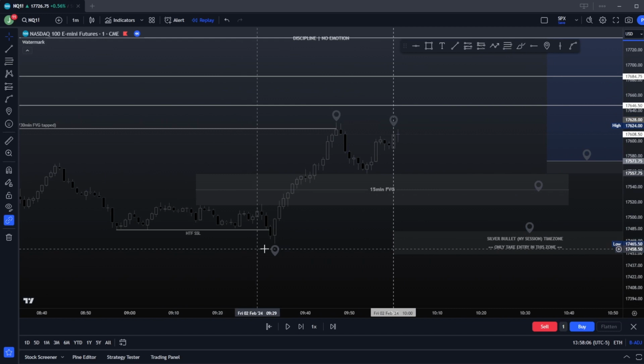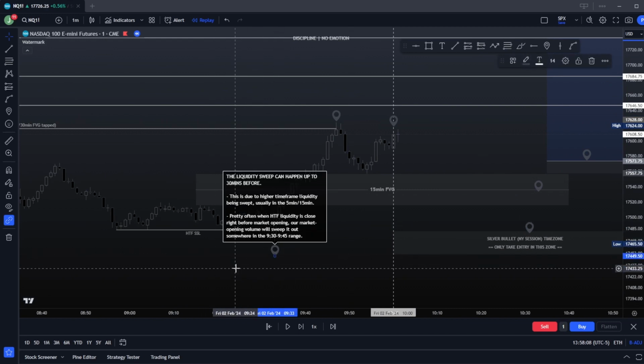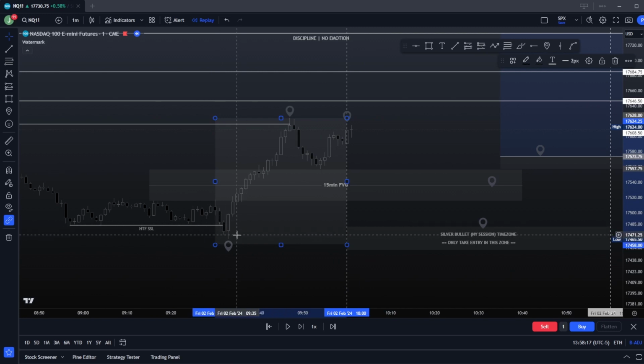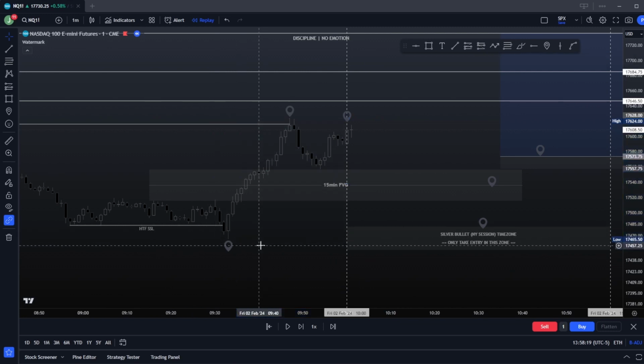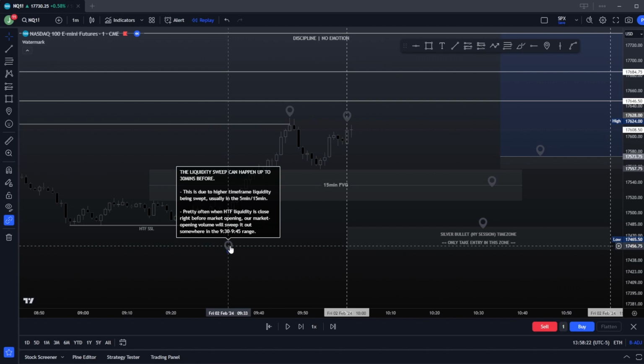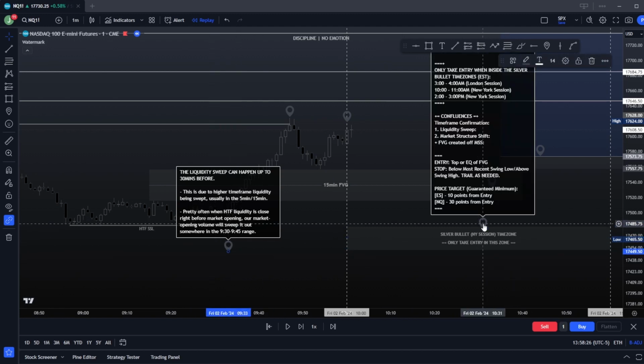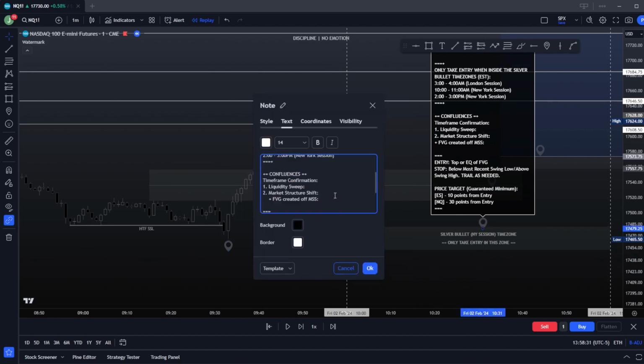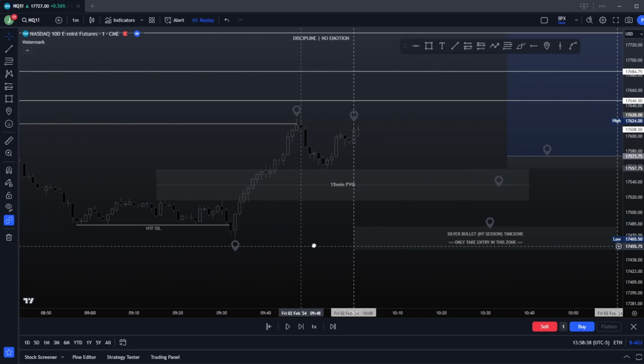So we have our higher time frames. Happens up to 30 minutes before, historically speaking, and that fits in that time zone. So boom, we're good on that. So we can check off our first little confidence. Liquidity sweep, check. I'll go in and give a little check. So we got a liquidity sweep.